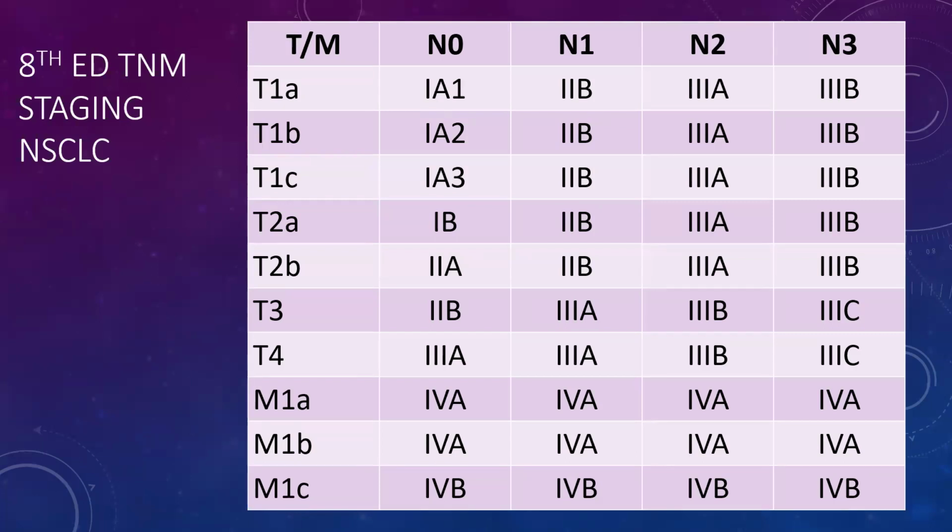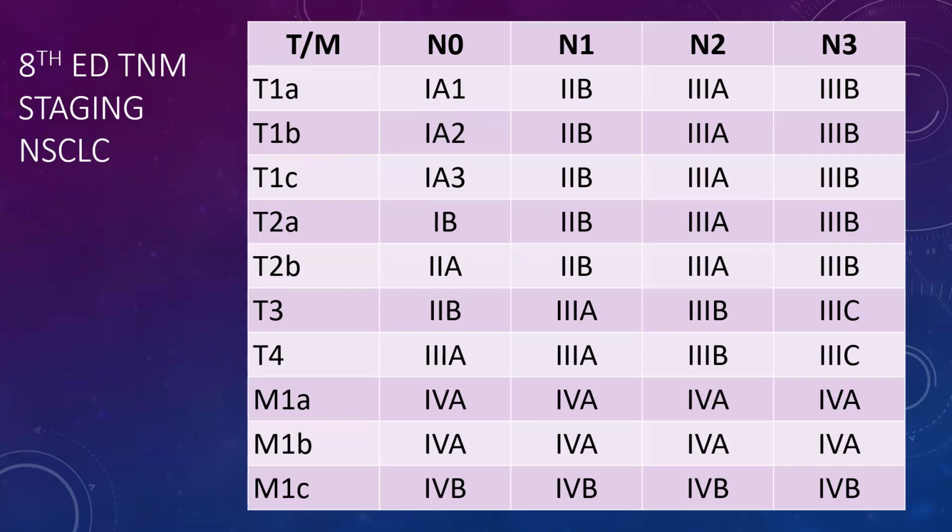So for me, this is an easier way to recall your staging, no? So you have to know the tumor itself, no? The size of the tumor, the involvement of surrounding structures, no? And if there are any metastatic lesions. And then you look at the lymph node involvement, no? So in 0, no lymph node involvement.